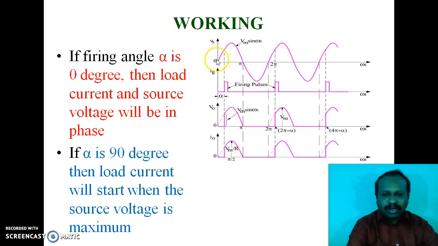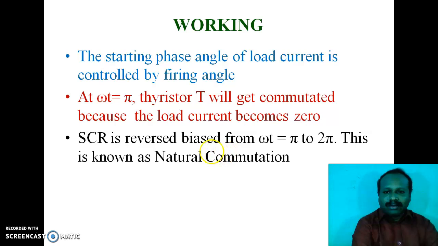If the firing angle is 0, here we have a firing angle delay of alpha. If the firing pulse is applied at 0, then this output load current will also start at 0. So here you see it is shown in the dotted line. So the output load current and input supply voltage both start at 0, that is, there is no phase angle difference between the input supply voltage and output load current. But if we apply the firing pulse at 90 degrees, then at 90 degrees only the load current starts. So there is a phase difference between your supply voltage and the starting of the load current for alpha equal to 90 degrees. The starting phase angle of load current is controlled by the firing angle.